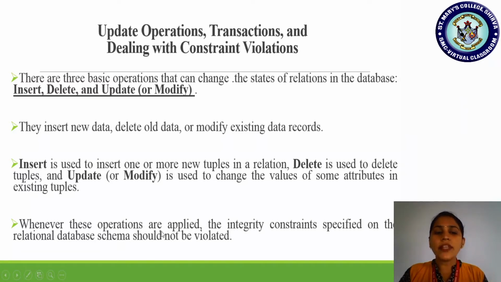Now, whenever these operations are applied, the integrity constraints specified on the relational database schema should not be violated. So whenever you are inserting a record, deleting a record, or modifying a record, you should take that into account. It is not so simple as the one-line definitions we just gave: insert means inserting one or more new tuples, deleting means deleting some old or existing tuple, modifying means changing one or more attributes. When we are doing these operations, we should take care that none of the integrity constraints are violated.